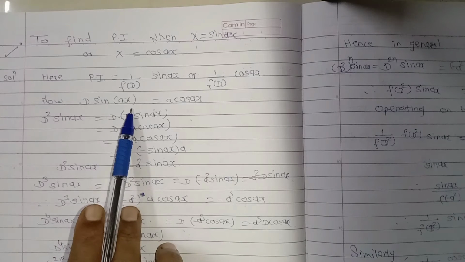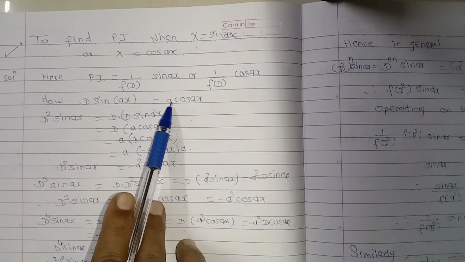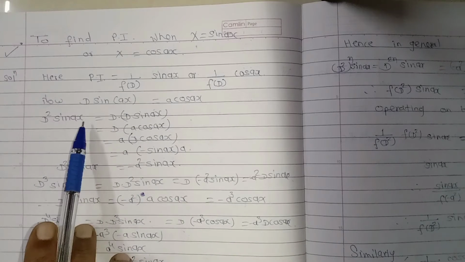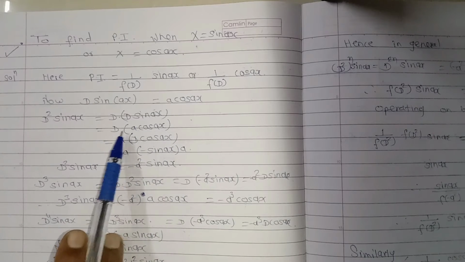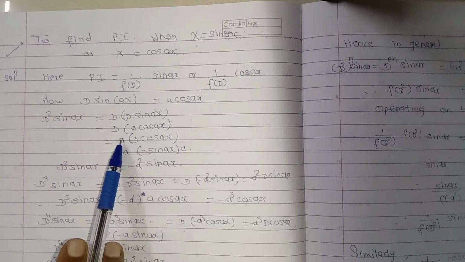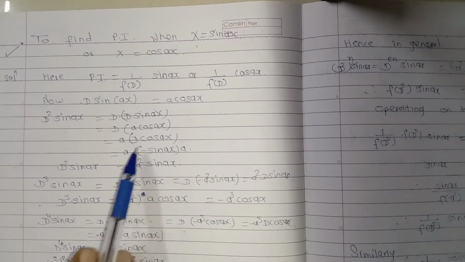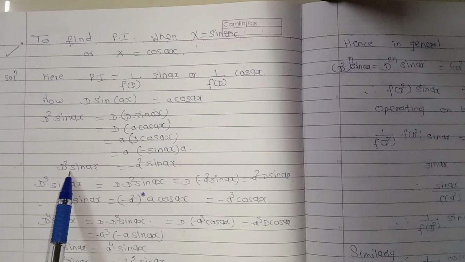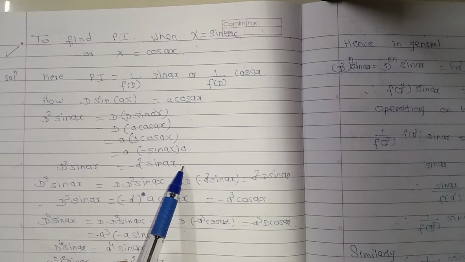The derivative of sin(ax) is: derivative of sine is cos, and for ax, the derivative is a. So the derivative of sin(ax) is a cos(ax). D squared of sin(ax) equals D of the derivative of sin(ax), which is a cos(ax). We take the constant outside, so a into the derivative of cos(ax), which is minus sin(ax) into a.